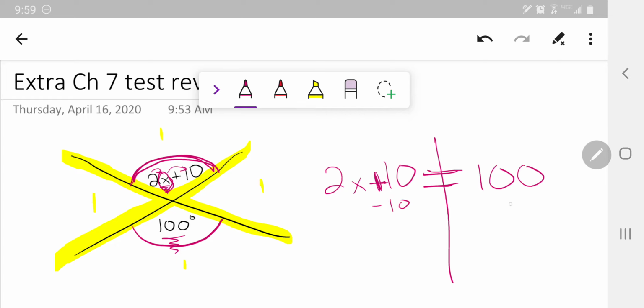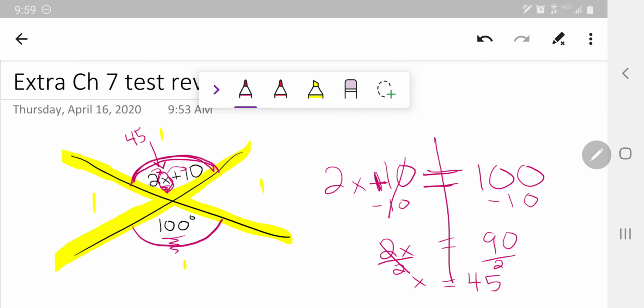Let's use some inverse operations. Minus 10 on both sides. We get 2x equals 90. Then since 2 is multiplied by x, we're going to divide by 2 to cancel it out and figure out that x equals 45. That means if I put a 45 right in there for x, then 2 times 45 is 90, plus 10 is 100, therefore making these 2 vertical angles equal. No other number would work for x.